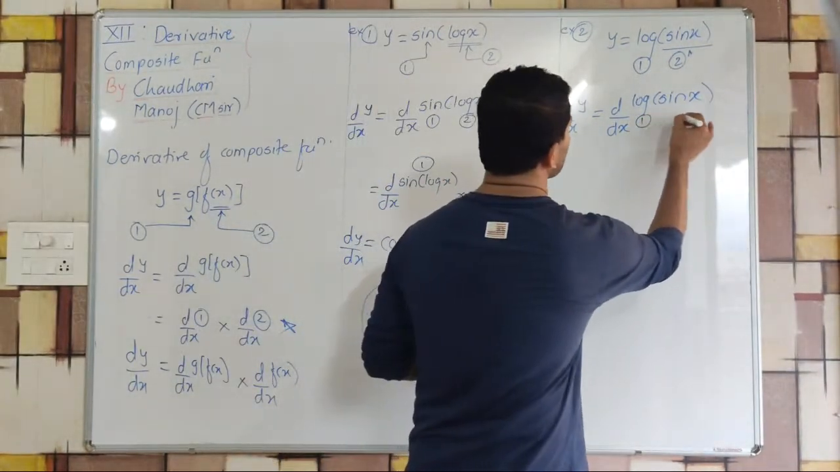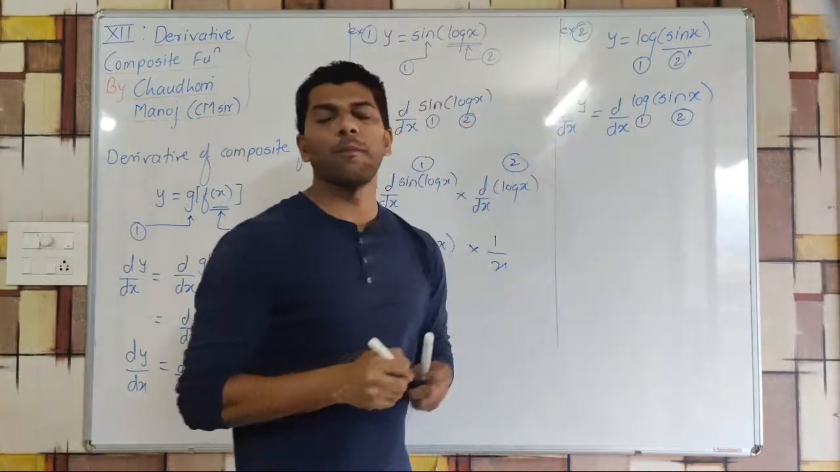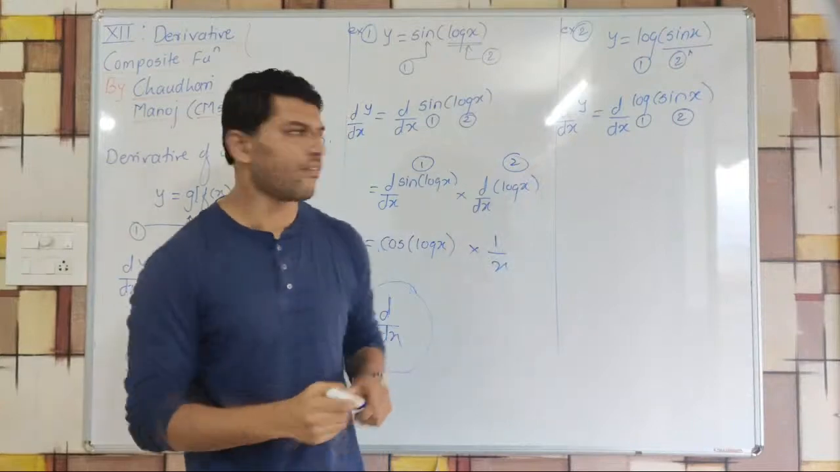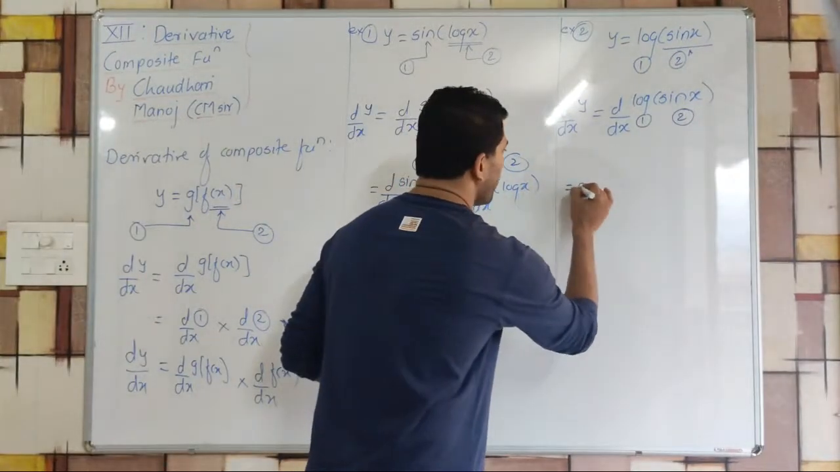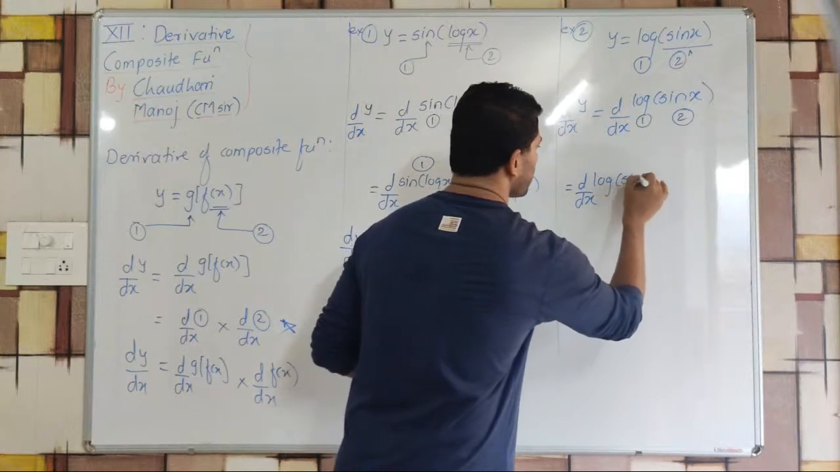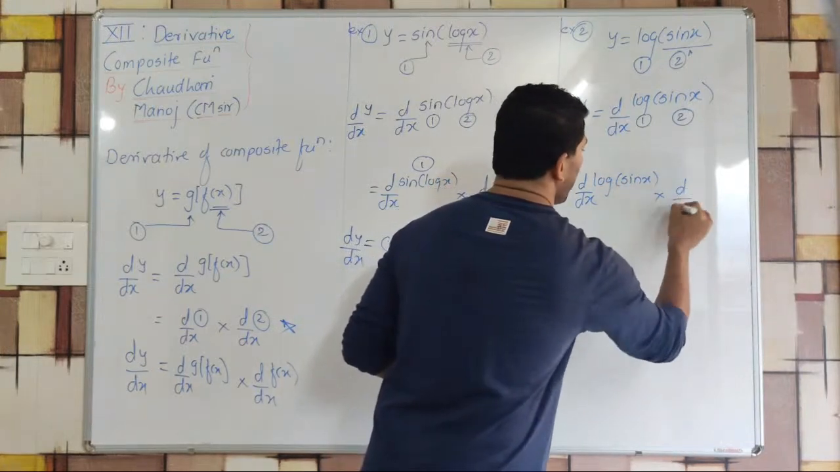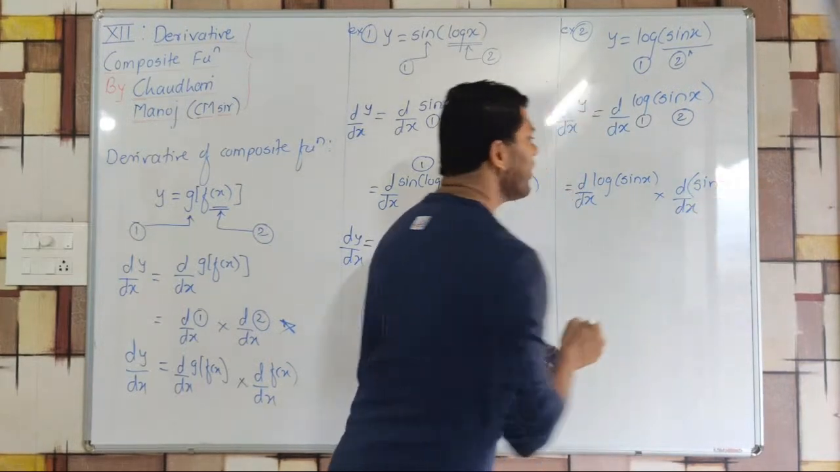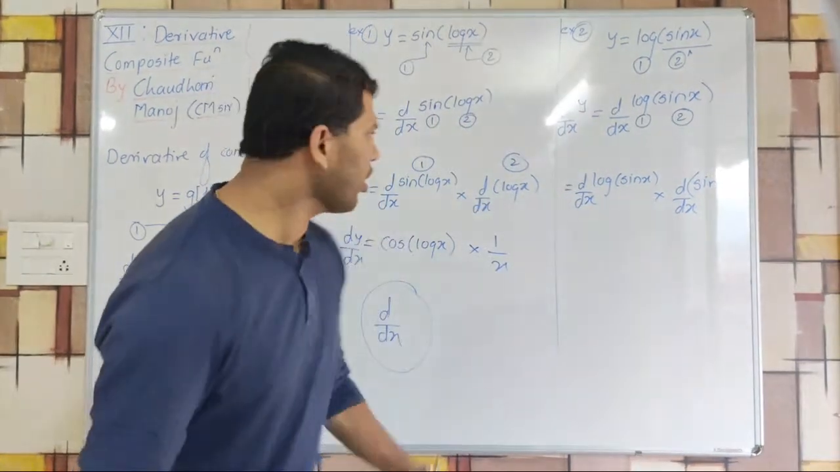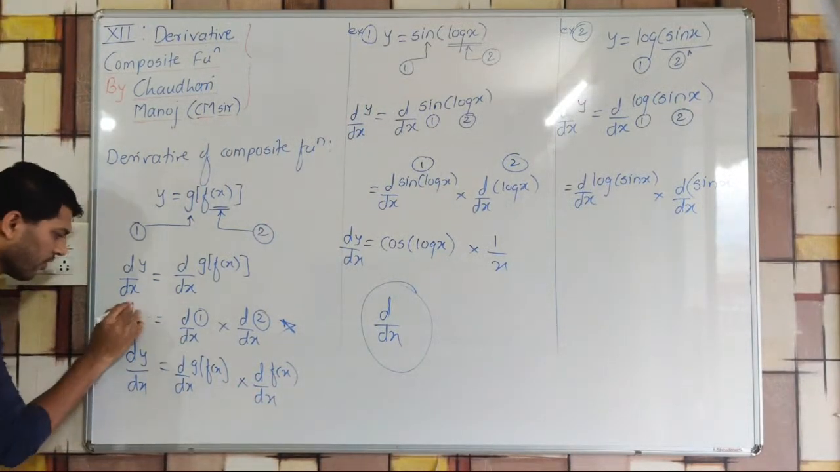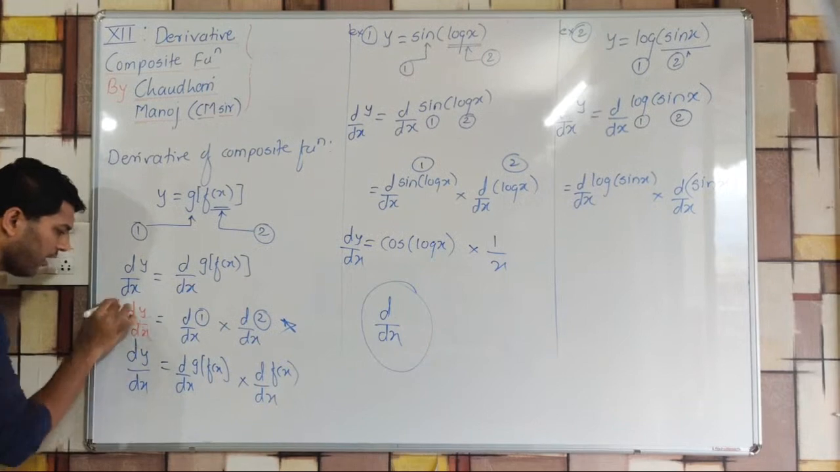Here the log is first and sine x is the second, and the process is quite simple. It is all about finding the derivative of first into derivative of second. So it's a derivative of first into derivative of second. Are you getting this point? So it's very, very easy. It's all about finding the derivative of first. See, understand this thing.